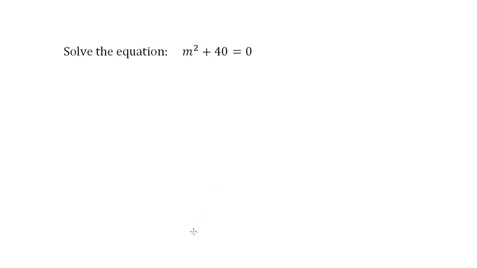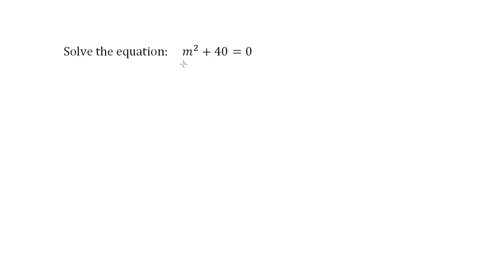We are looking at how to solve quadratic equations using the square root property. Now, the interesting thing about this example is that our solutions will actually be complex numbers. Let's solve the equation m squared plus 40 equals 0.